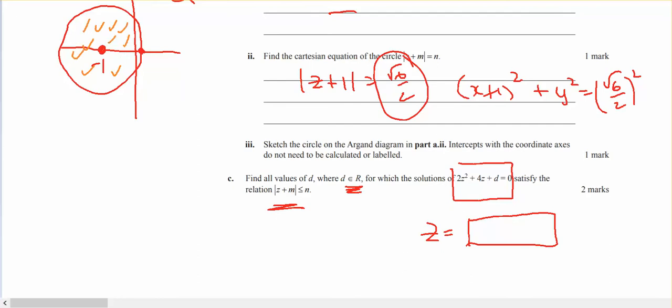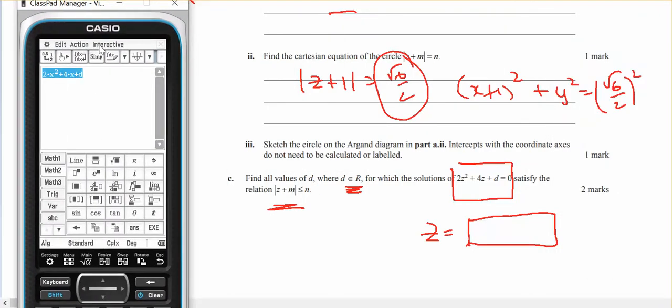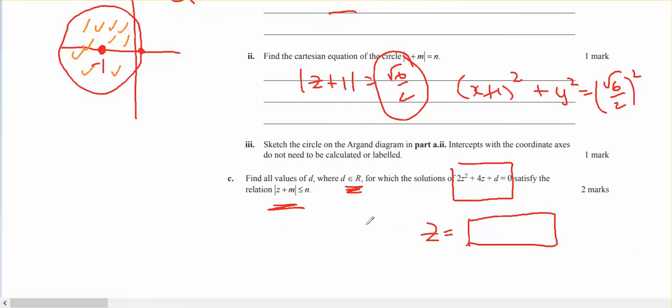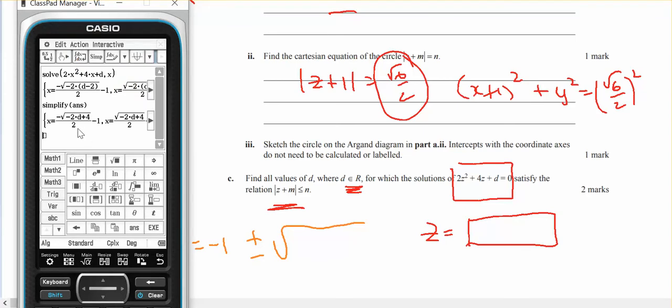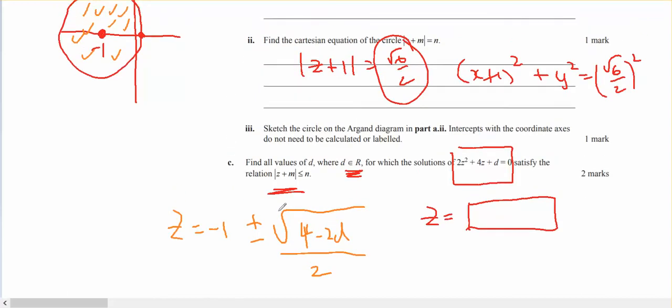Okay, so what I might do is I might on my calculator solve for X. I used X instead of Z, and I get Z equals -1 plus or minus the square root of 4 minus 2D all over 2. Okay. -1 places me here.